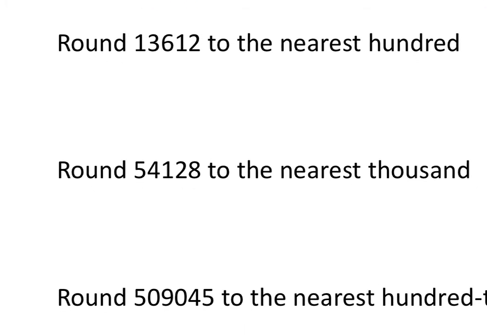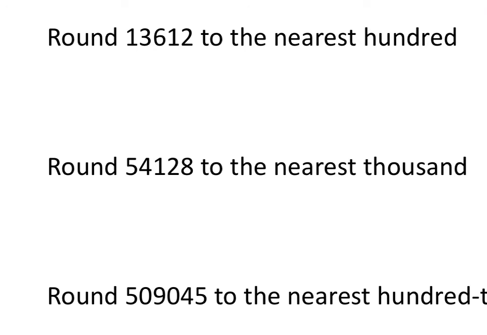Now let's round 13,612 to the nearest 100. Okay, well, we need to identify where the hundreds place value is. So the 2 is in the ones place value, the 1 in the tens, and the 6 in the hundreds place value. So I look immediately to its right in the tens place value, which is where the 1 is. And since it's a 1, it means that the 6 in the hundreds place value is going to stay the same. It's going to stay as 6.